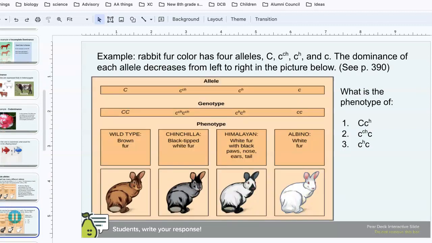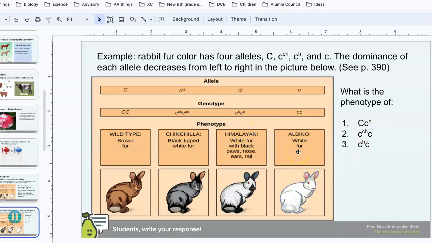So here are 4 different alleles, C, C(ch), C(h), and c, and the dominance of each allele decreases from left to right as you look at it. So here you have the different combinations, and the phenotype of a big C, C(h), because it has that big C, should be brown. A C(ch)c should be chinchilla because it's dominant to these ones. C(h)c should be Himalayan because it's dominant to albino.